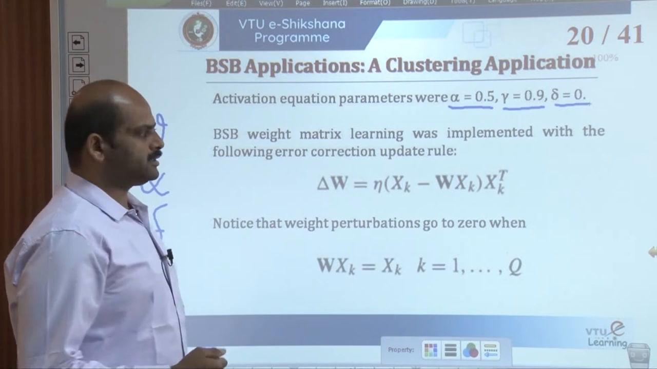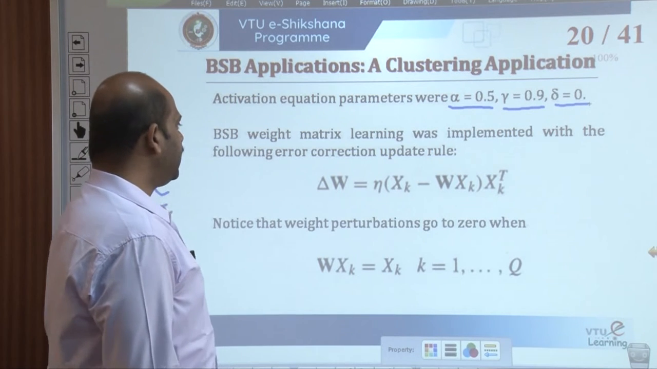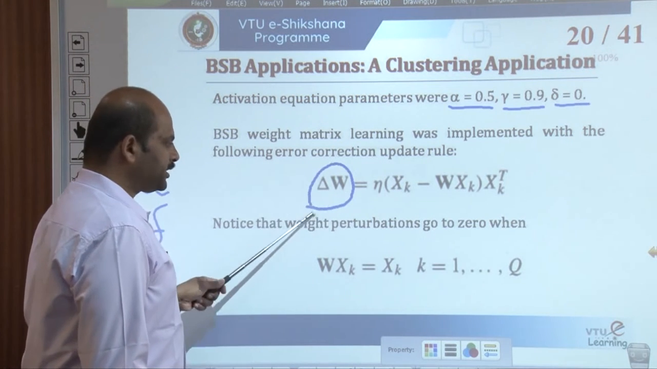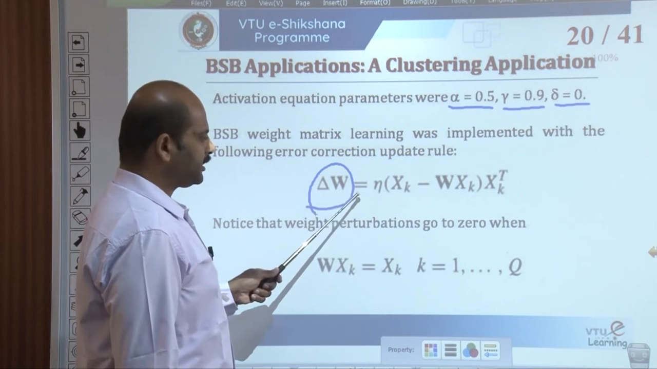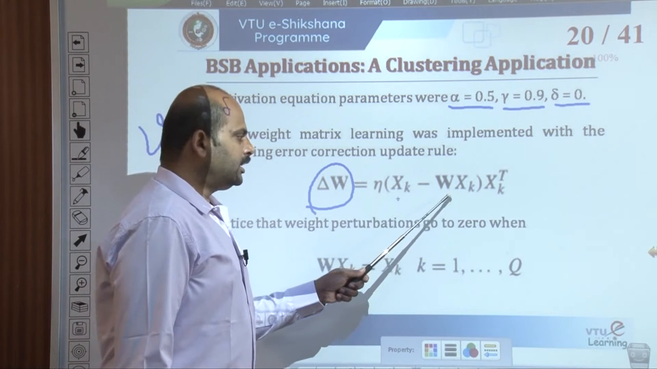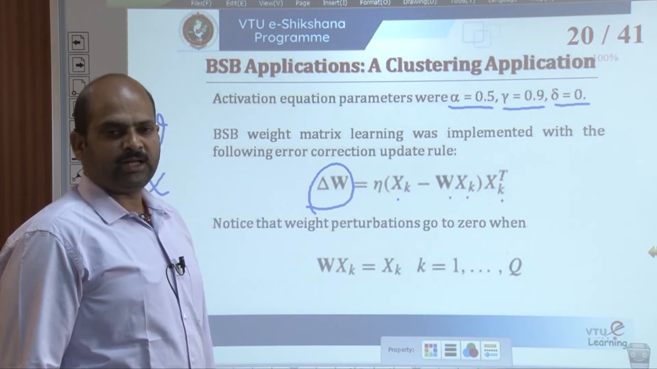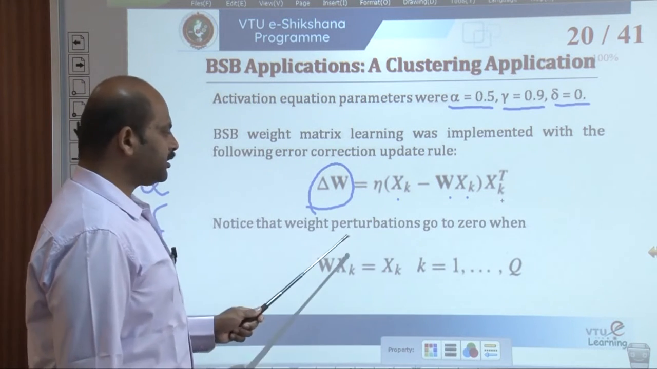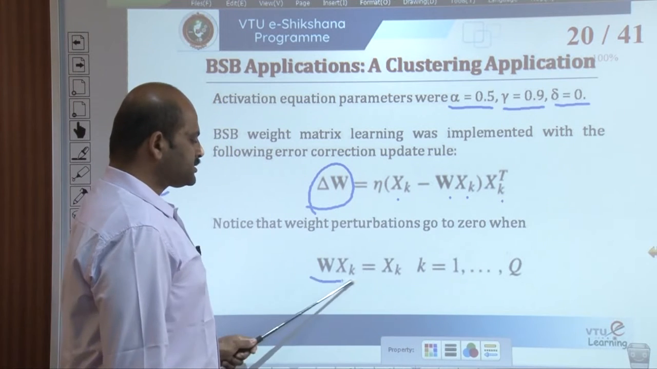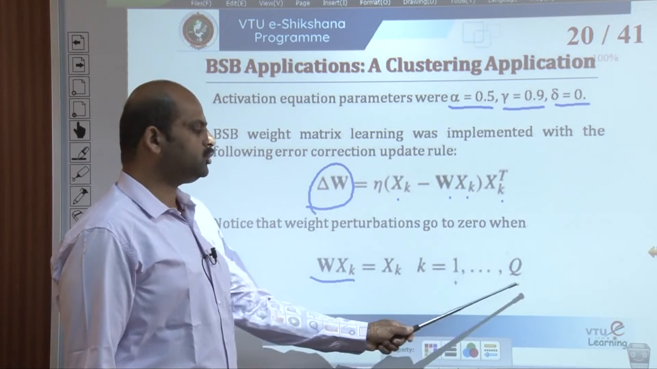The BSB weight matrix learning was implemented with an error correction update rule. What is that rule? It gives the delta of the weight matrix, which is a function of x and the weight matrix times x, with the product of x transpose. Notice that the weight perturbation goes to 0 when the weight matrix times x equals x(k), where k is 1 to q.